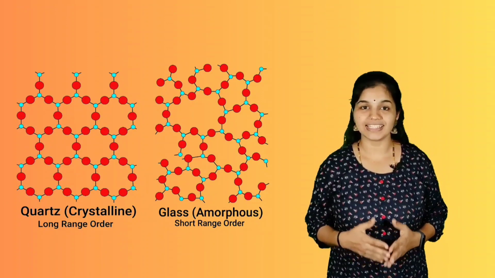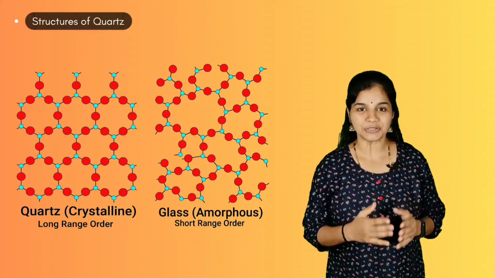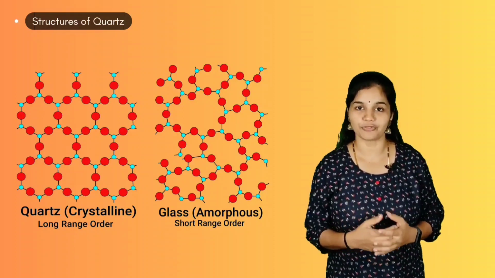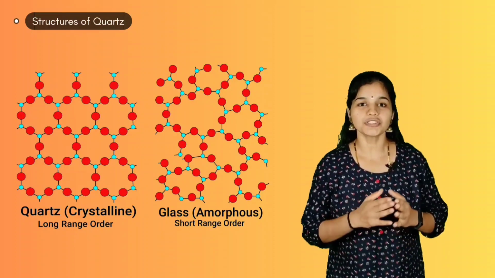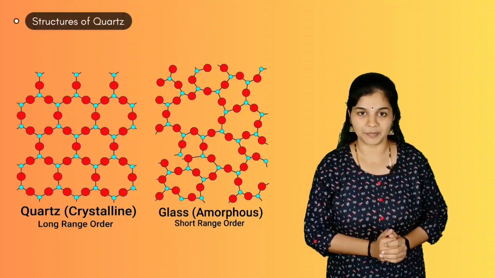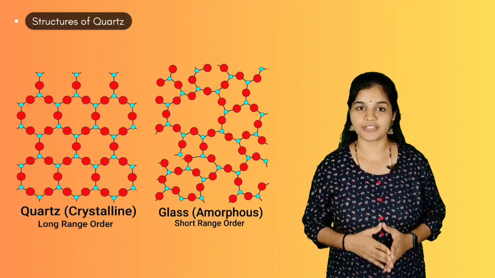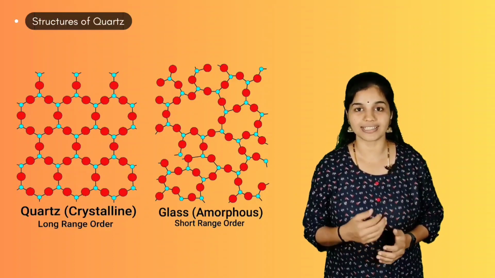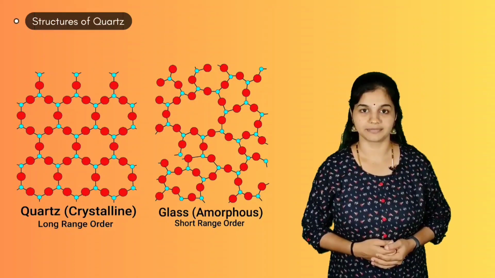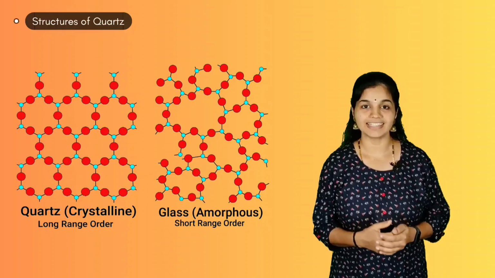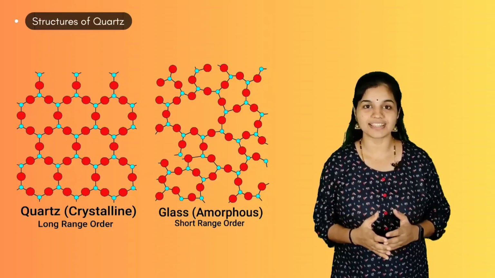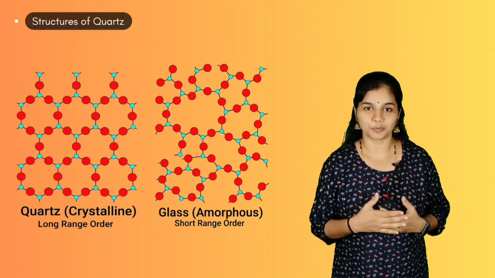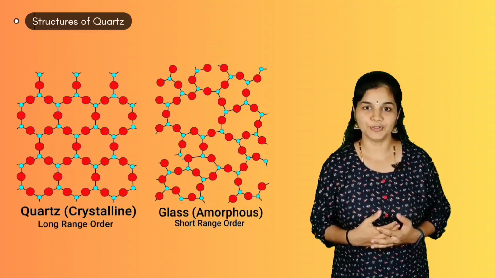Here you can see the structure of crystalline quartz and quartz glass, which is the amorphous form of quartz. The two structures are almost identical. But in the case of amorphous quartz glass, you can see that there is no long range order exhibited by it. Now it is clear that because of these differences in the arrangement of constituent particles, we have different properties for different types of solids.